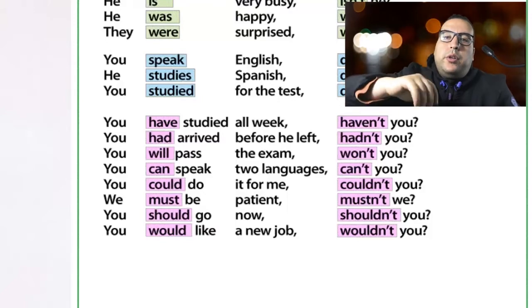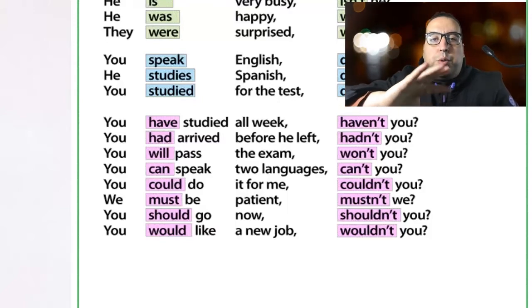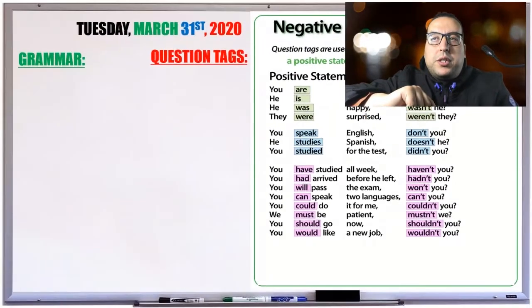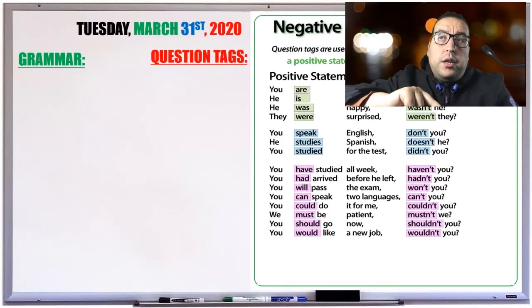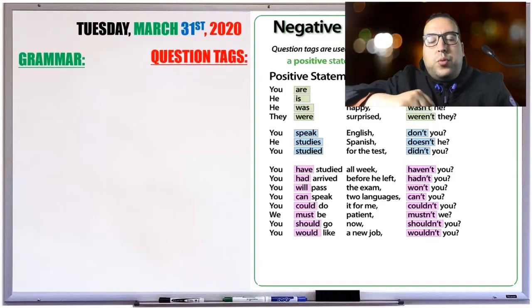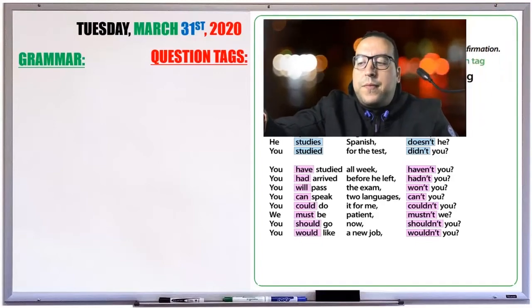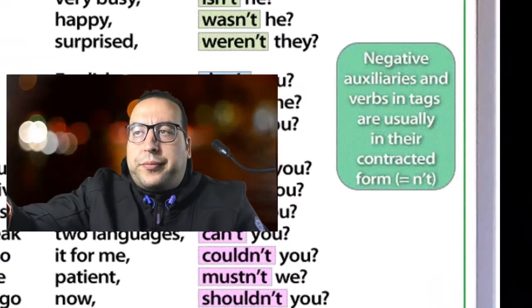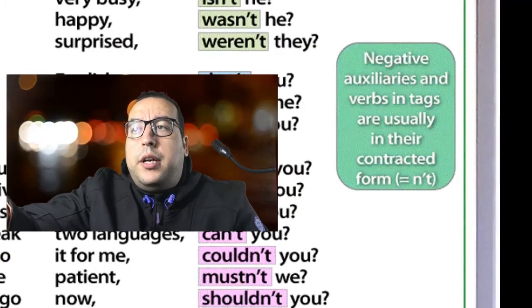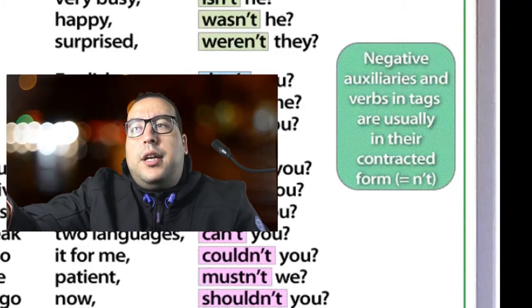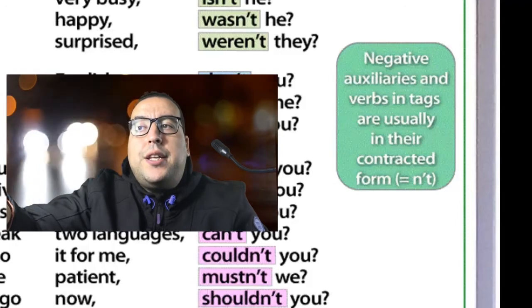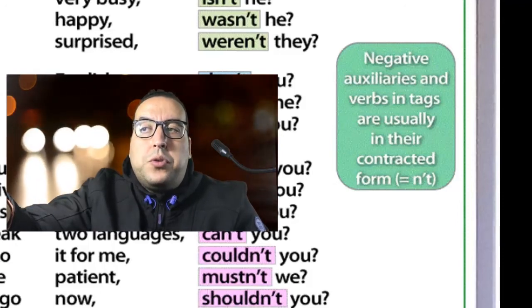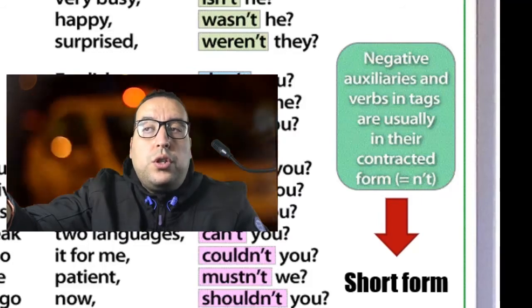So, until now, we have seen how it works. If it starts with the positive statement, it finishes with the negative tag. If it starts with the negative statement, it will finish with a positive tag. Before we go, we should keep in mind that the negative auxiliaries and verbs in tag questions are usually in the contracted form. Contracted form means the short form.